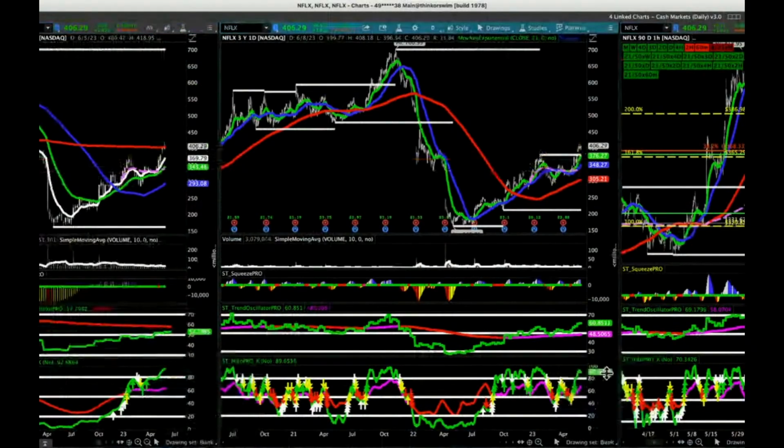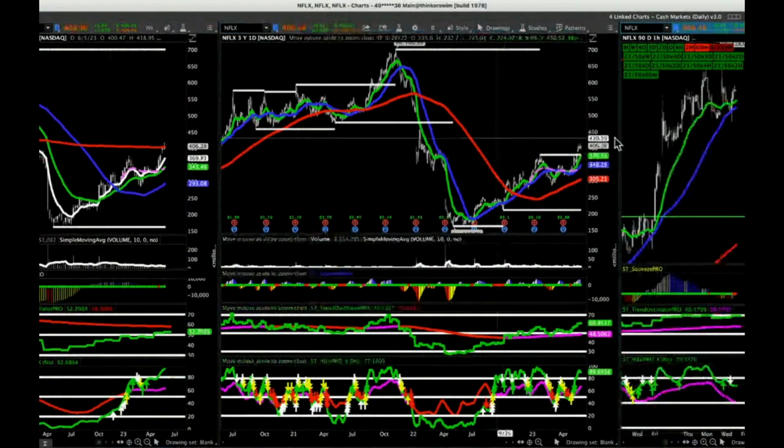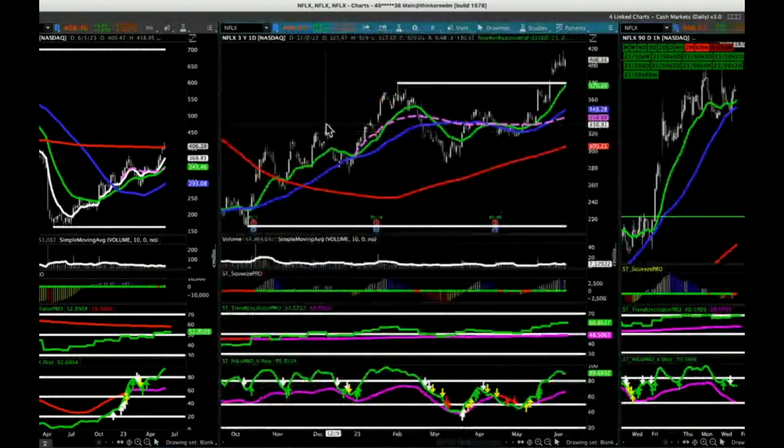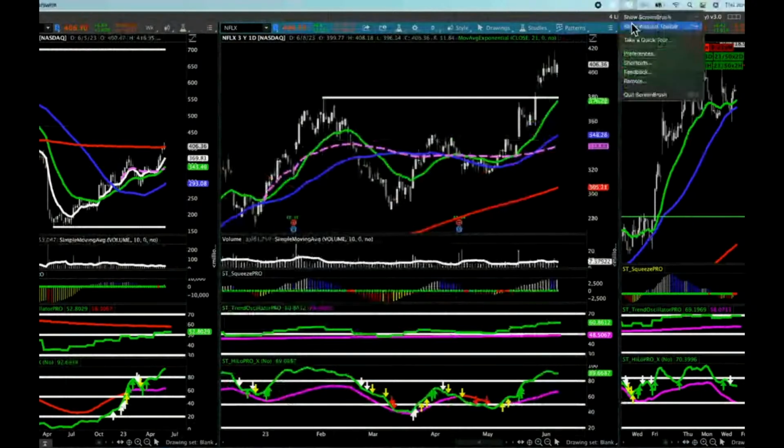And I'm going to start with kind of an idealized example, just because Netflix has been so clean. But feel free, if you have any tickers that you want to look at, we can apply the same concept to your ticker, and I think it will be just fine. So let's start here with Netflix.